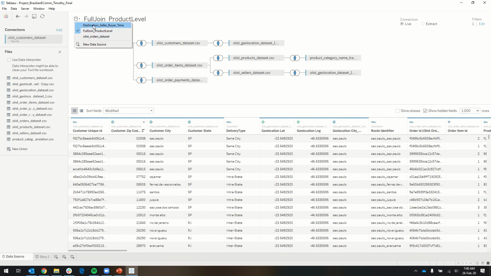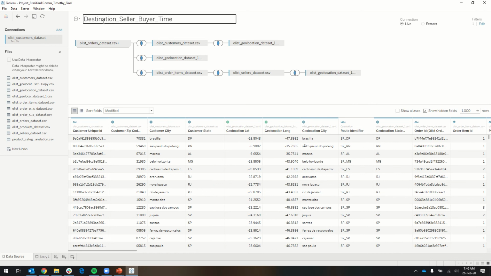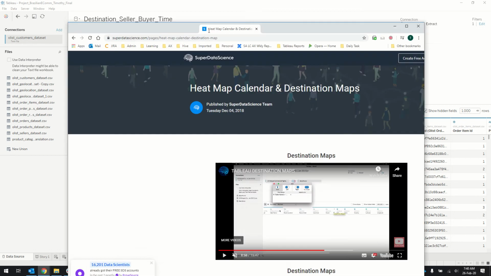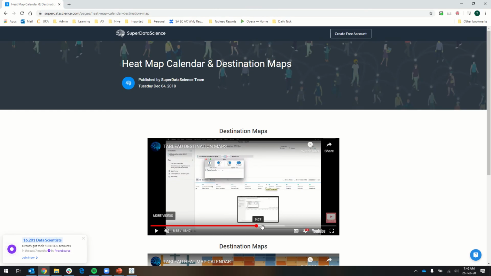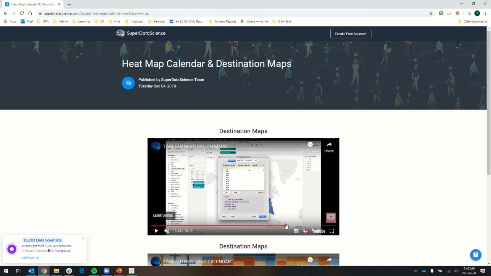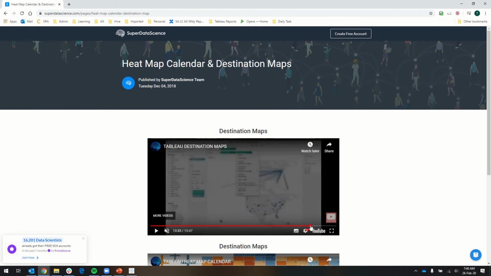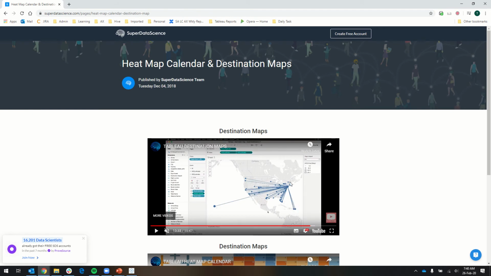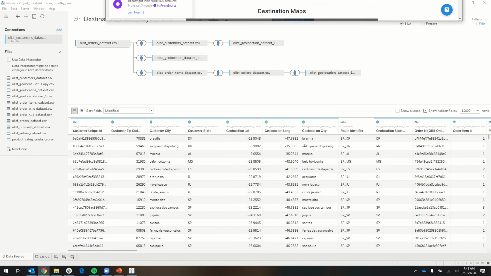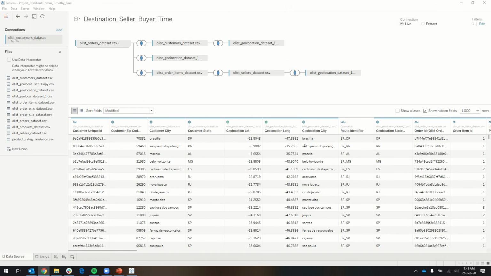I'll just go into the second data set, which is basically the buyer-seller data. For this, I leverage off Super Data Science, which has this thing called destination maps. It's the visualization that you will see later on, showing the seller state to the destination state. That requires a special way to join the data.